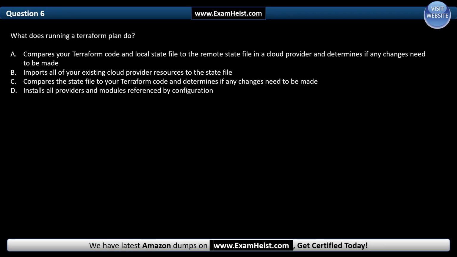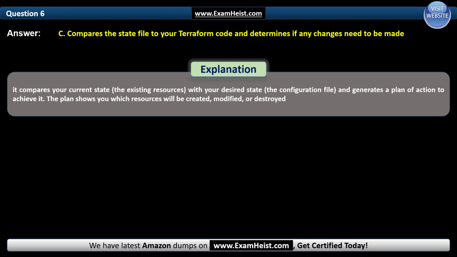Question 6. What does running a Terraform plan do? The correct option is C. Compares the state file to your Terraform code and determines if any changes need to be made. It compares your current state with your desired state and generates a plan of action to achieve it. The plan shows you which resources will be created, modified, or destroyed.